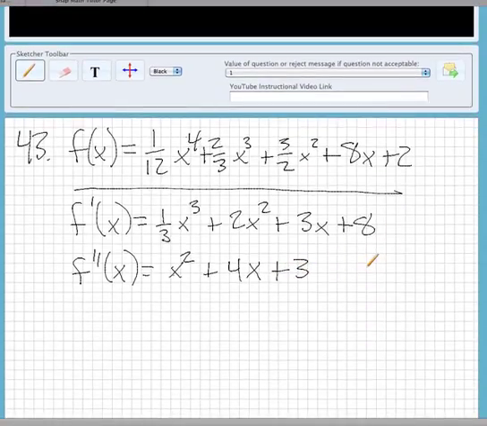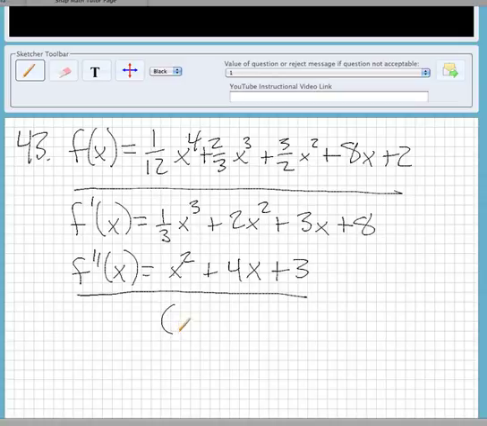Okay? So this is the second derivative right here. The way we can do this is we can factor this equation so we get x plus 1, x plus 4. And then we're going to test areas. Actually, this isn't x plus 4, it's x plus 3. 3 times 1 is 3 right here.